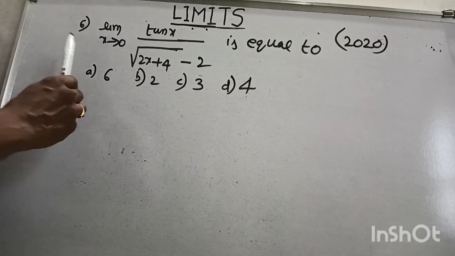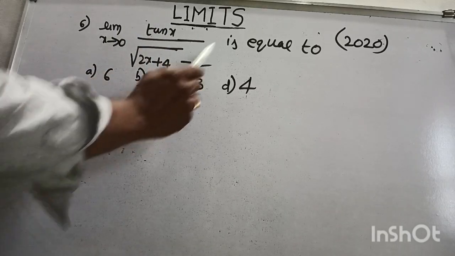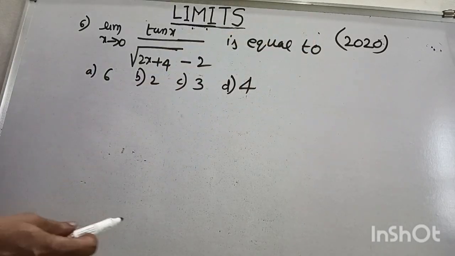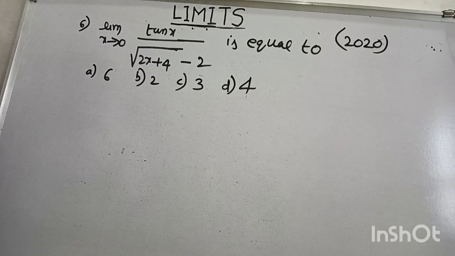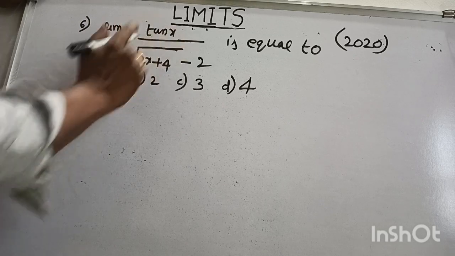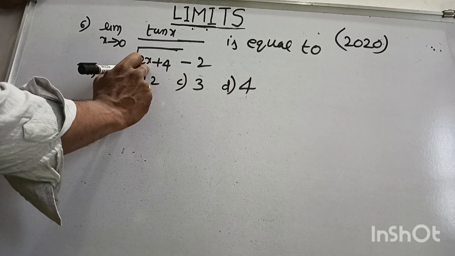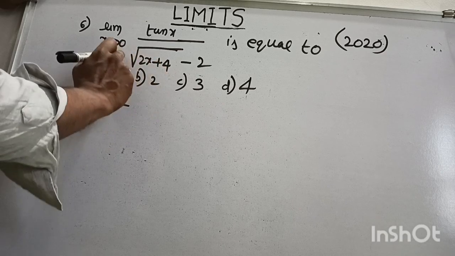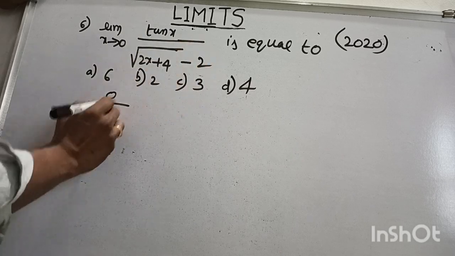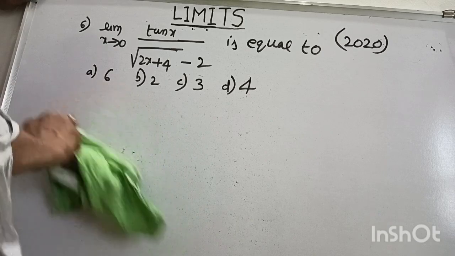Next problem: limit x tends to 0, tan x by root of 2x plus 4 minus 2 is equal to. Options are 6, 2, 3, 4, asked in KCET 2020. Here, applying the limit value x tends to 0, we get tan 0, which is 0, divided by root of 2 into 0 plus 4, which is root 4, that is 2, minus 2. We are getting 0 by 0 form. Therefore, use L'Hospital rule.